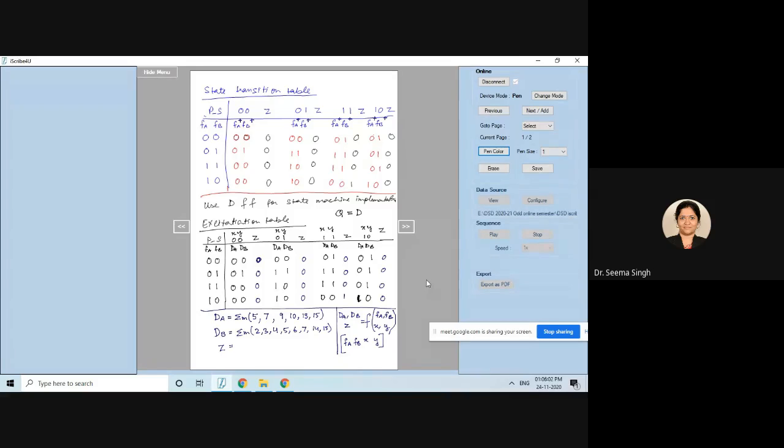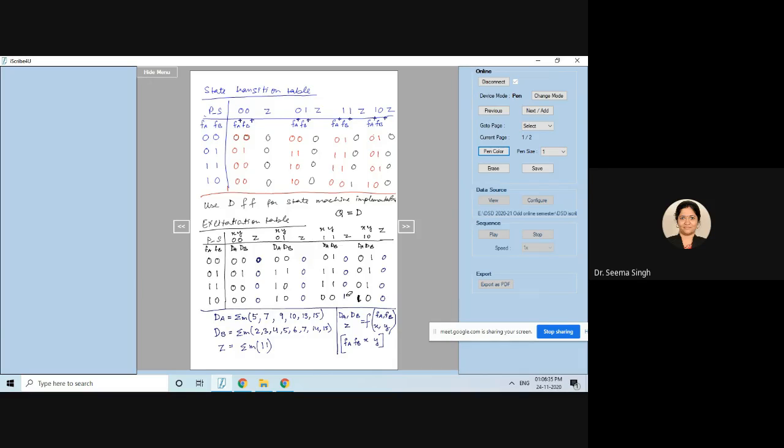And what about Z? What is Z? Which minterm is there for Z? Only 1 here. And what is it? It is a 1011. And what is Z? 1011 means it's a 11, right? I got my DA, DB, Z in the form of function of minterms.